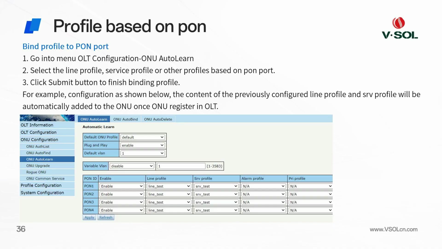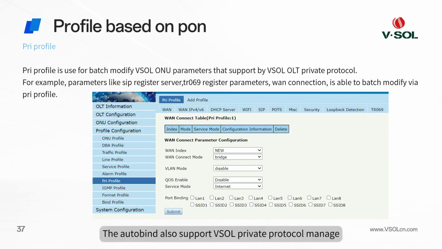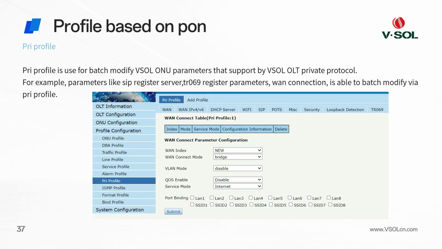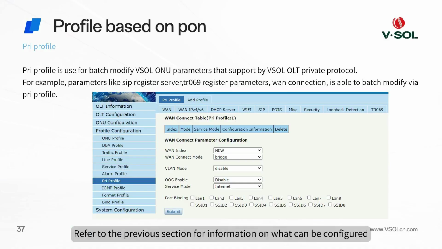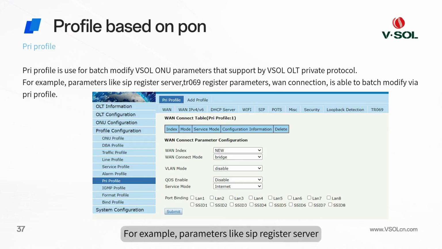The auto-bind also supports VSOL Private Protocol Manage. Refer to the previous section for information on what can be configured. We can use the PRI profile to modify VSOL ONU parameters. For example, parameters like the SIP register server, TR069 register parameters, and WAN connection can all be batch modified by the PRI profile.